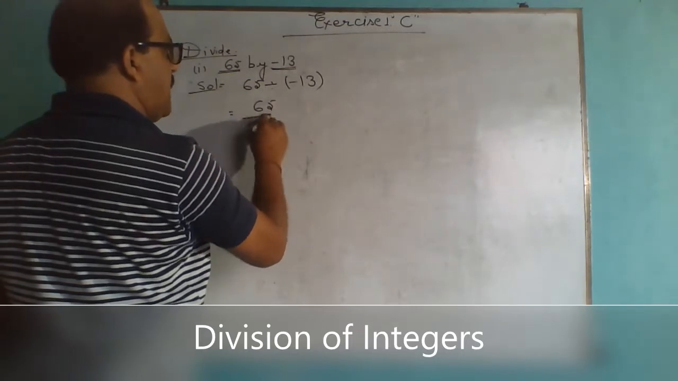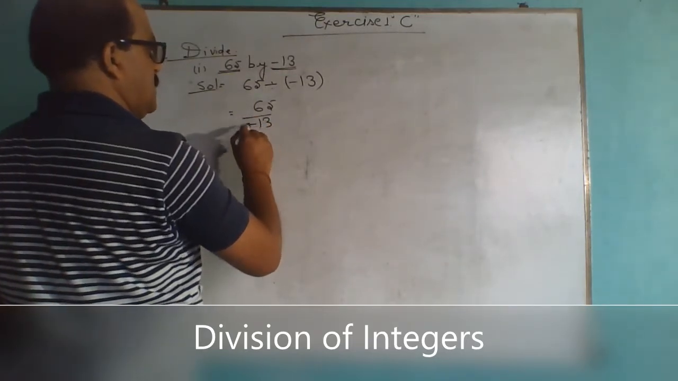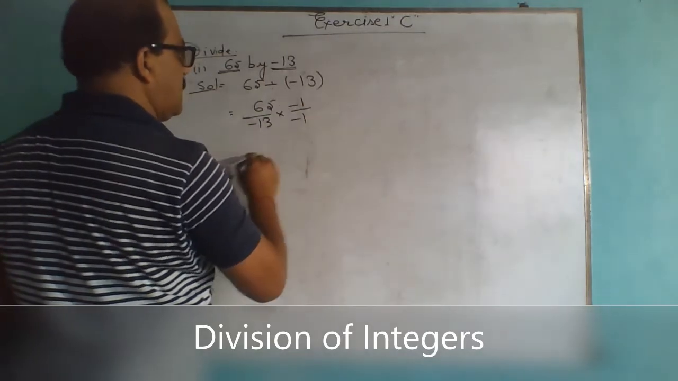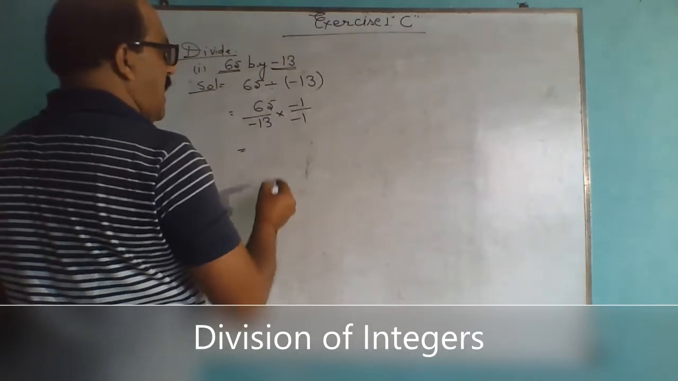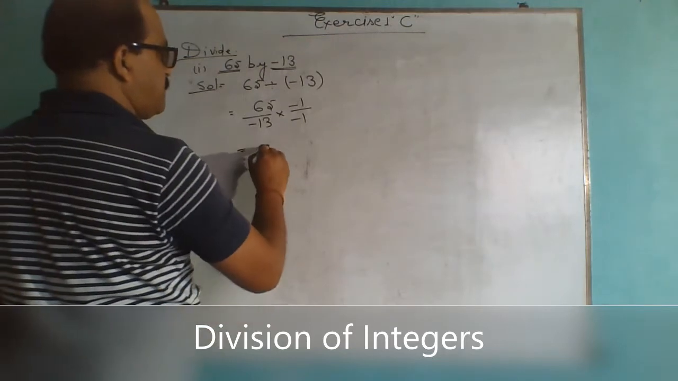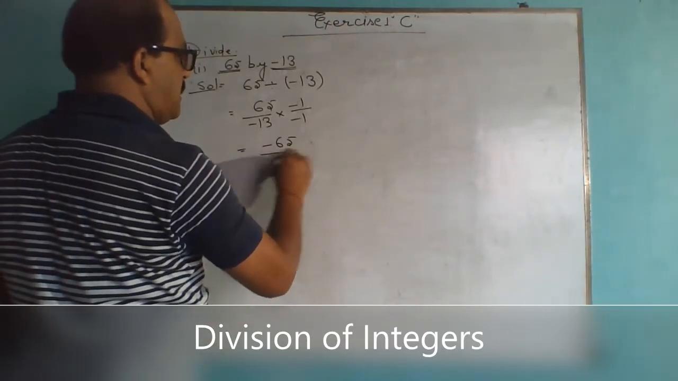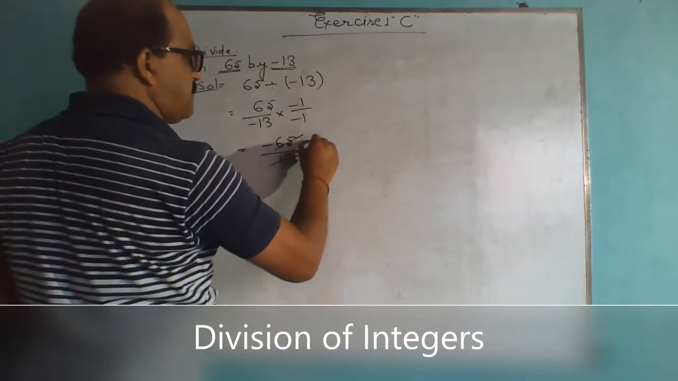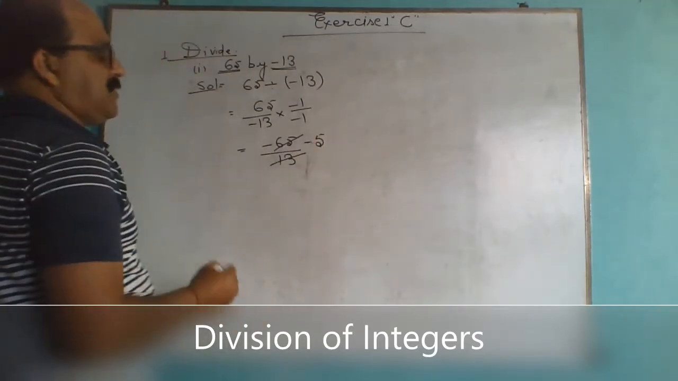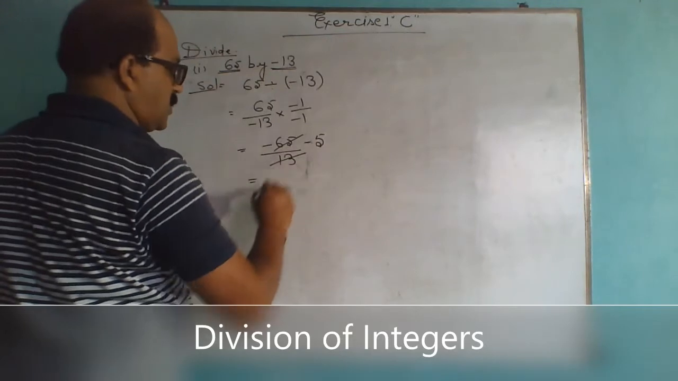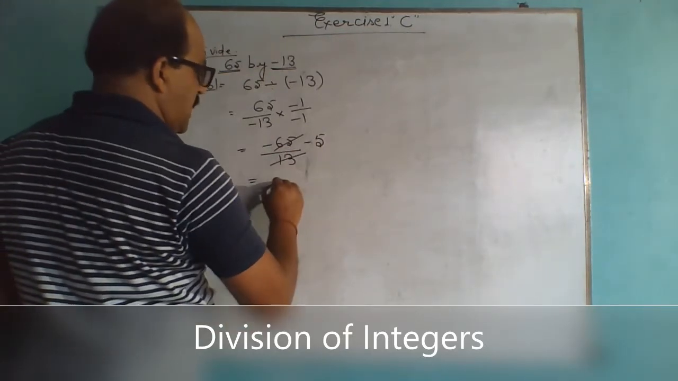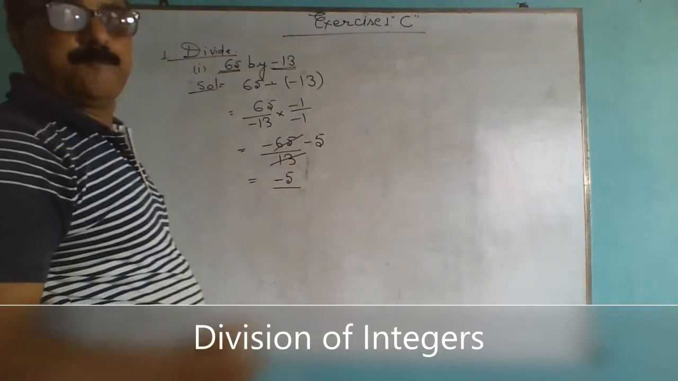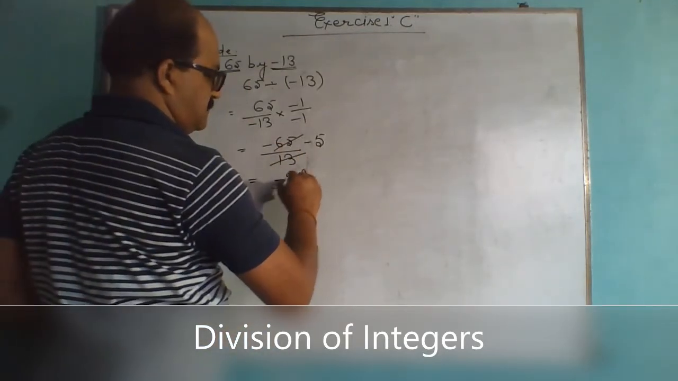65 by minus 13. We make it a rational number, so minus 1 by 1. After rationalization of this number, it becomes minus 65 by 13. 13 fives are 65, and the minus sign will be preceded here. So the quotient of this division is minus 5. This is the answer.